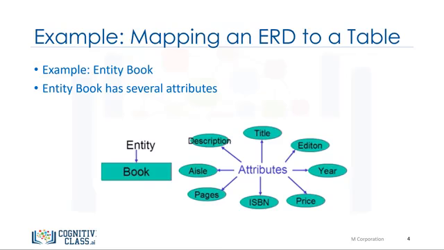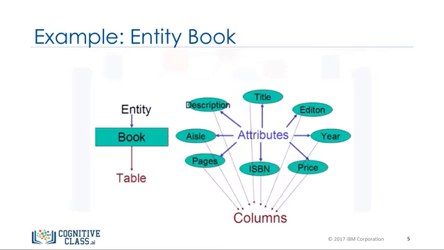For ease of understanding, let's separate the entity from the attributes. In this case, Entity Book becomes a table with the same name, Book. All the attributes translate into columns in the table. We will now see how a table would be represented in a relational database model.